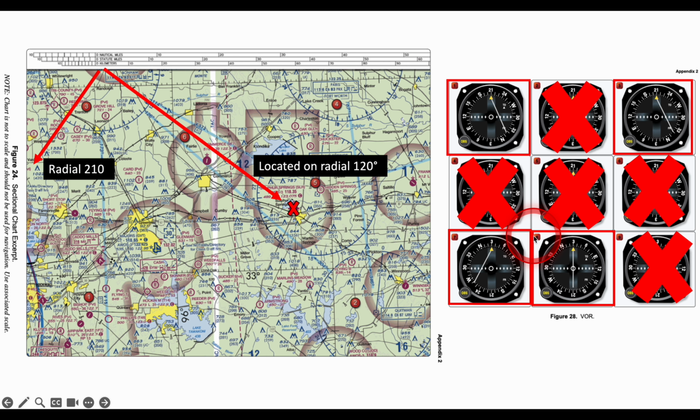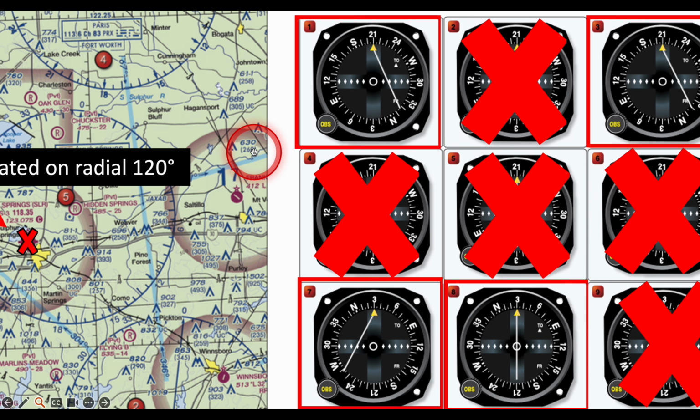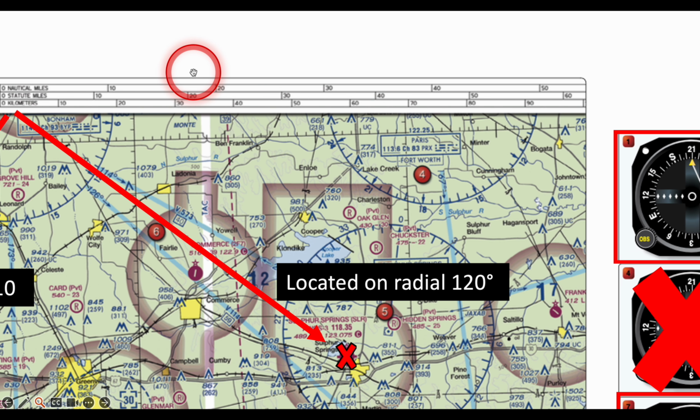So anything that's centered as an answer choice would be automatically incorrect, right? Because we're either on the 210 radial or the 030 radial, which would be off the page. But the airplane is over here towards the southeast. So you already know that answer choice 8 would be incorrect. So if we look at our remaining choices, we have number 1 right here that says a To flag, 210 heading on the 030 radial.